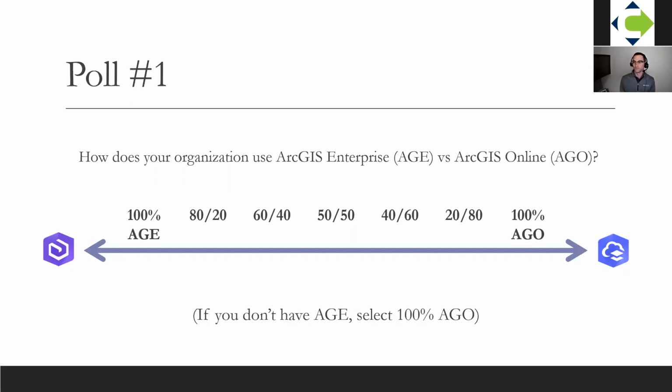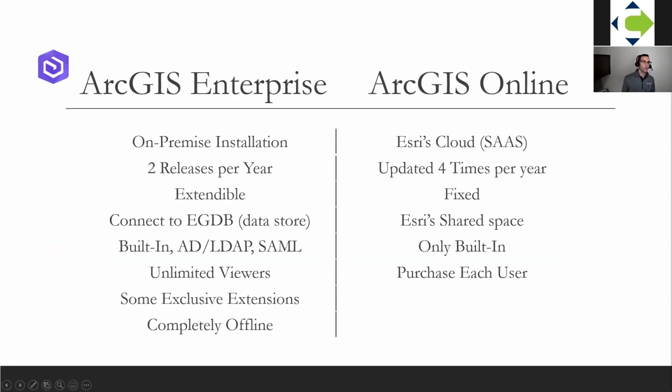Boy, it looks like we are pretty across the board. Let me share some results here. Okay. One person, 100% AGO, 100% Enterprise. Okay, so yeah, a relative split. So you have at your disposal one capacity or another, or both systems. So that's good.